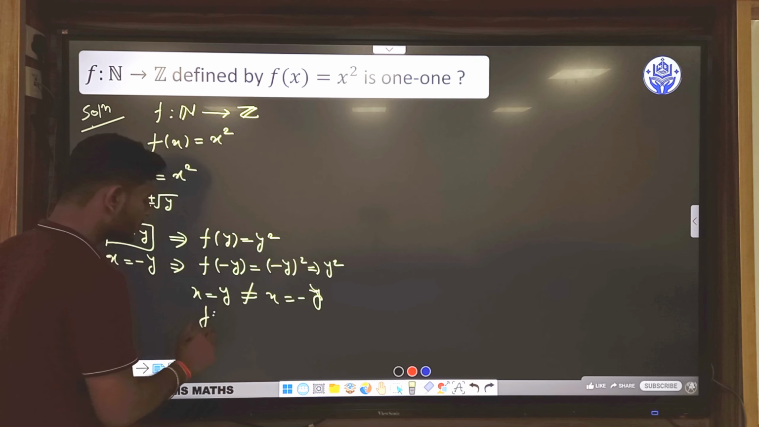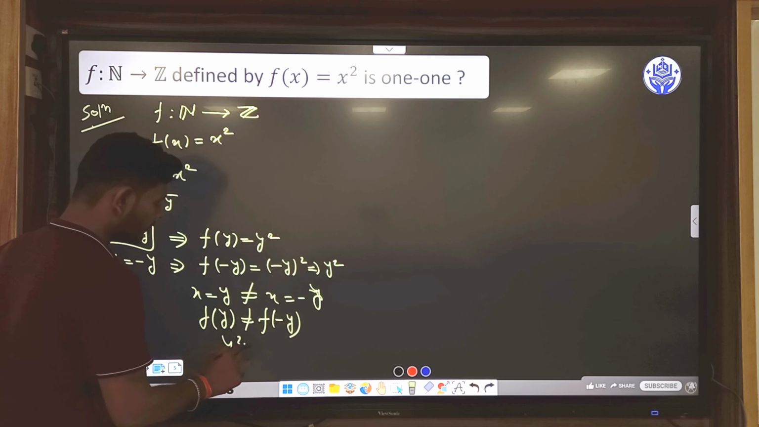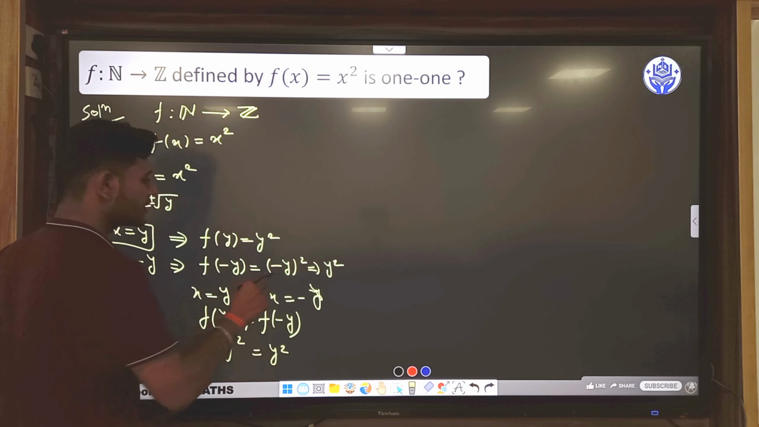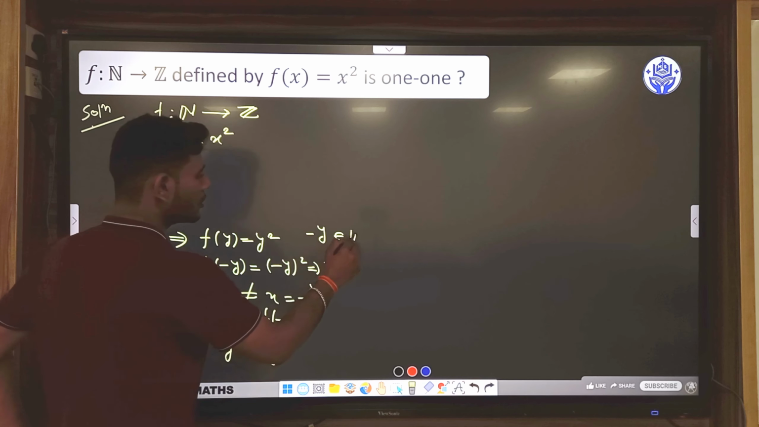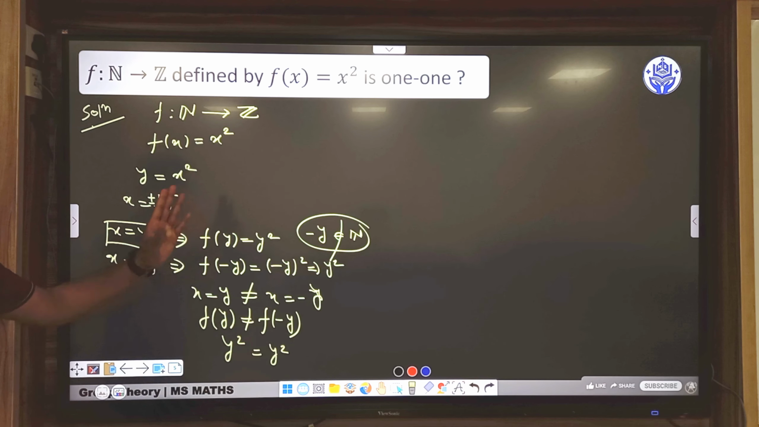It means the function value should not be equal. f of y should not equal f of minus y. But here it is y square, and it is also y square, so it is equal. But one thing is that minus y does not belong to the natural numbers. It means it will always be a 1-1 function.